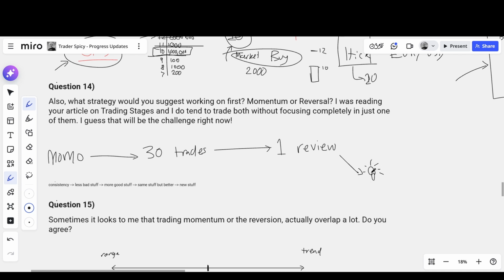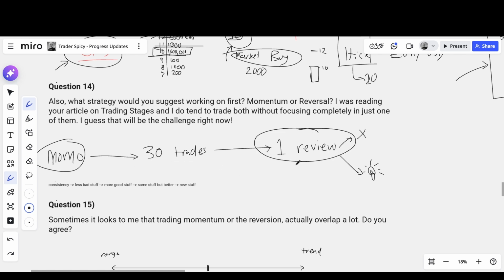This is supposed to be a light bulb, by the way. And sometimes I do a review and I get nothing, right? There are no insights, there's no aha moments. So start with momentum, do 30 trades, try to actually review every single trade that you've taken, so all 30.